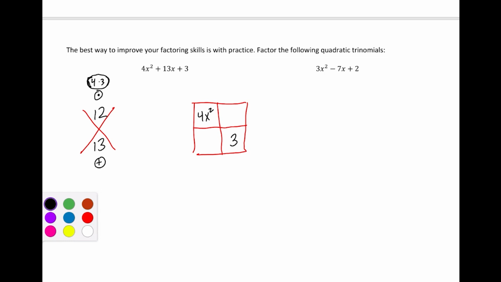So I need two numbers that multiply to give me 12, but add up to 13. And sometimes this is one of the trickiest ones, I think, because how could it add to something bigger than what it's multiplying to? I don't know. Give it a thought for a second. Can you come up with two numbers that multiply to give you 12 but add up to 13?